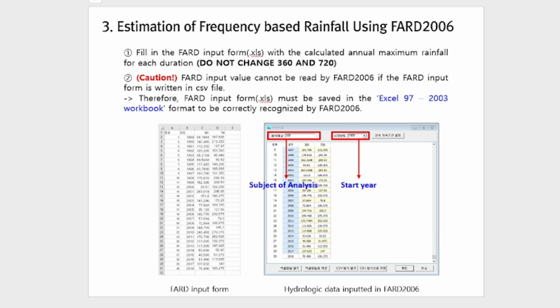And after you do that, you will go to subject of analysis, which is this box right here where you can click on it and then type in 108 for your rainfall station number. And then you can go to the right and see the start year, and this is where you can choose your start year. In this case, we'll change the start year to 1989 because that's when the data starts.